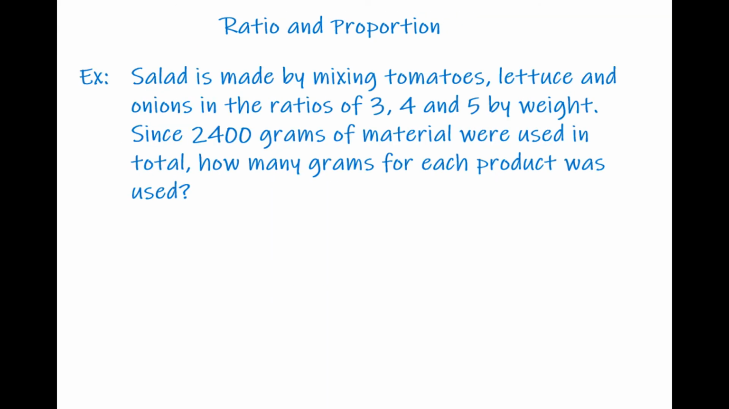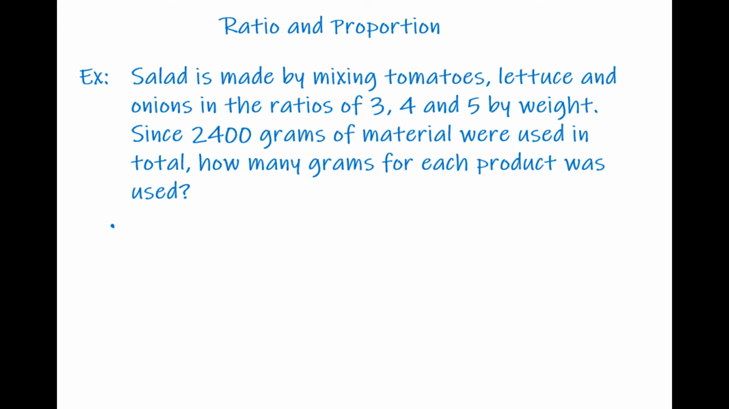And this is our last question, guys, in this video. In the question it says, salad is made by mixing tomatoes, lettuce, and onions in the ratios of 3, 4, and 5 by weights. Since 2,400 grams of material were used in total, how many grams of each product was used? We're going to use property 2, guys, in order to solve this question.